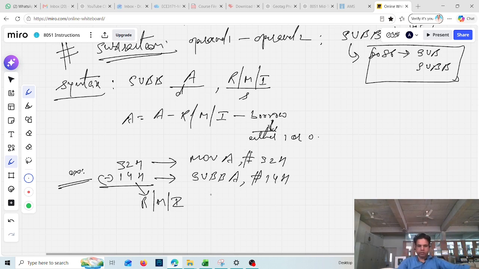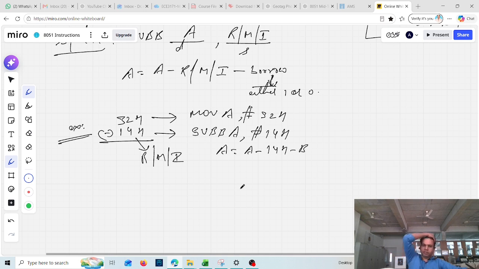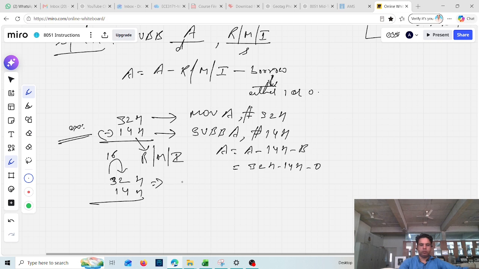By using this instruction, what is going to happen? The value of A will be A minus 14h minus borrow. Here we do not have any borrow, because if there is any borrow from the previous instruction, it will be considered here. But let us assume there is no borrow from the previous subtraction. So this will be 32h minus 14h minus 0. Since it is hexadecimal, let's try 32 minus 14h. This 2 is smaller, so it will take a borrow. Since you are using hexadecimal, the borrow will be 16. So this 2 will become 18 now, and the 3 will be reduced by 1, so it will become 2. So ultimately what you will get is 3 minus 1.